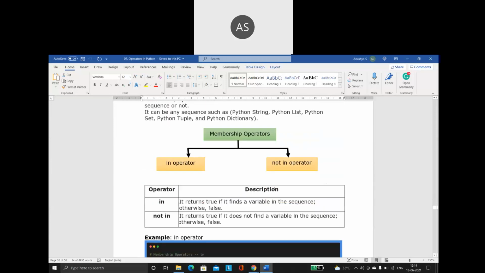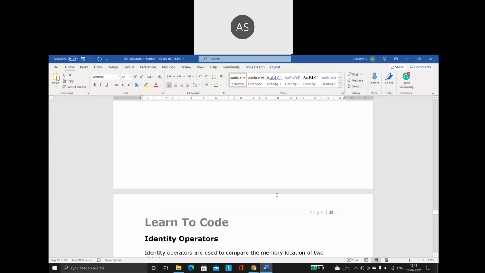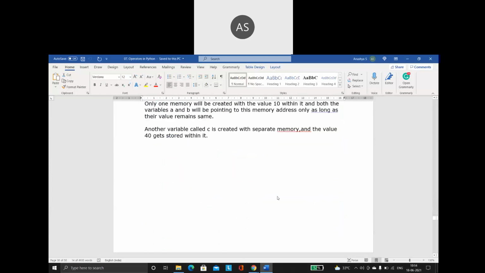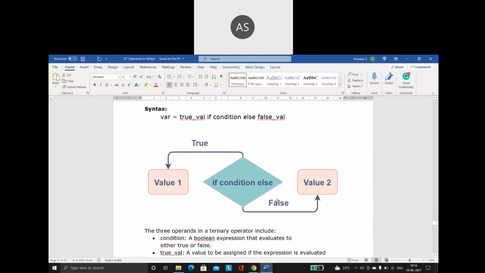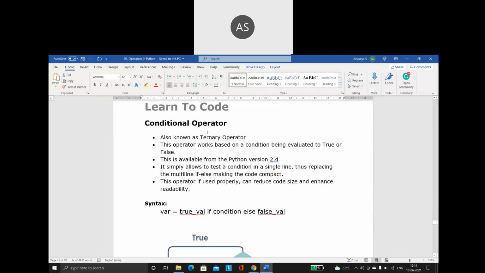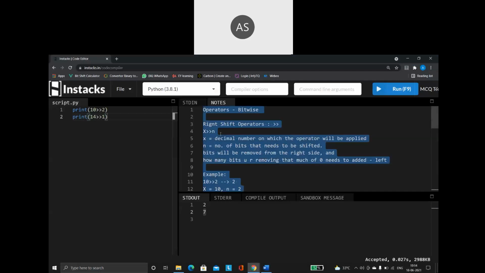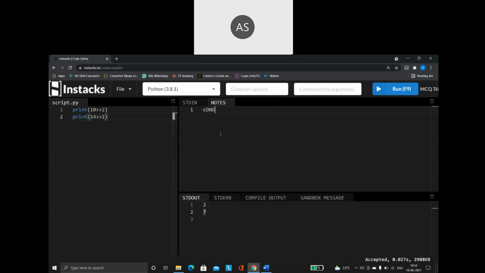The other operators, membership and other things, we have already covered. What I wanted to discuss with you is another operator which is called the conditional operator. There is an operator called the conditional operator. In other programming languages also this operator is there.